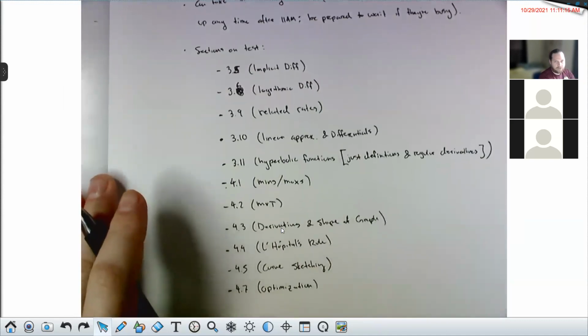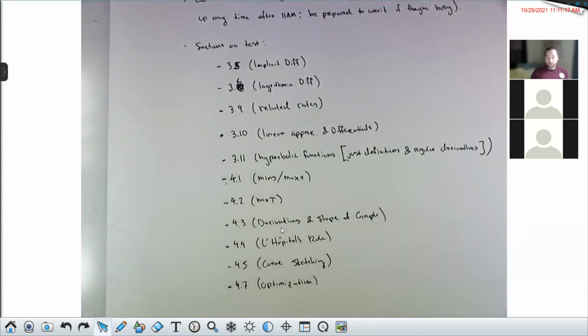So these are all the sections that are on the test. And it is quite a lot, right? It's a little more material than is on exam 1. Exam 1 was all of chapter 2 and the first half of chapter 3. This is like the second half of chapter 3 and pretty much all of chapter 4. That's applications of the derivative, stuff you can do with the derivative.